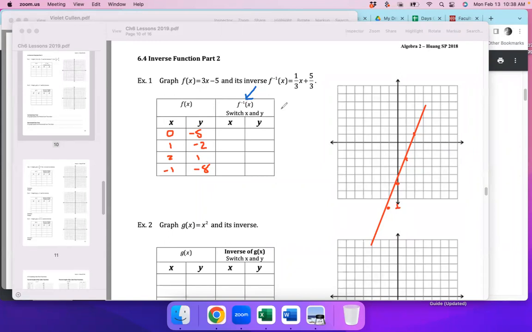Now, if I were to plug -5 into this, what would happen? You have 1/3 times -5, which is -5/3. Add the 5/3, you get 0. But you don't really need to do that because you know it's an inverse. You can just switch all the x and y coordinates. But if I plug -2 in, I'll have -2/3 plus 5/3, which I know is 1 anyway.